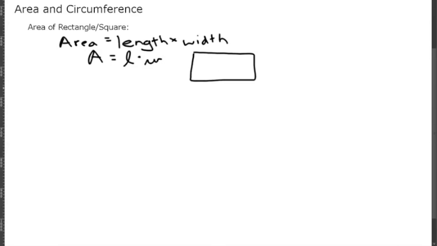So if we're given a rectangle, we're going to say that the length is 4 and the width is 2. We know that area equals the length 4 times our width 2. 4 times 2 is 8.